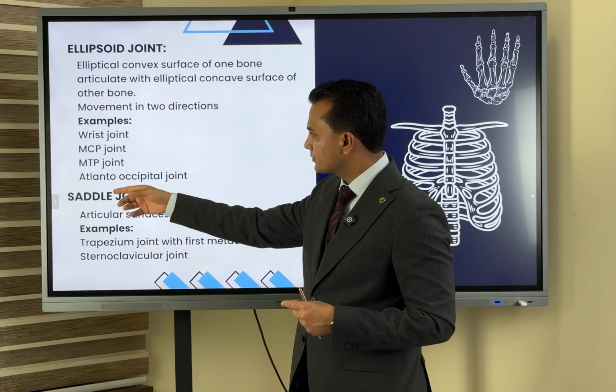Then we have the saddle joint. The best example is the sternoclavicular joint, because it resembles a horse saddle. That's why these are called saddle type joints. The articular surfaces are usually saddle shaped.